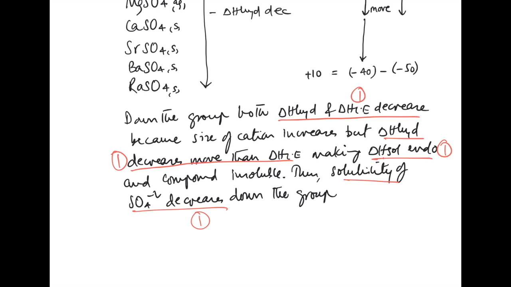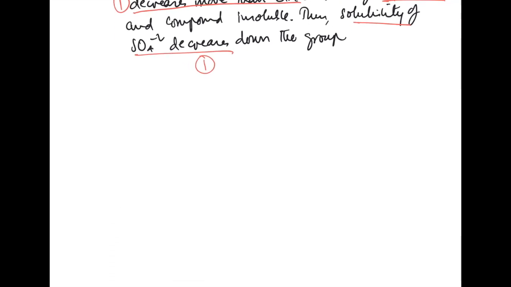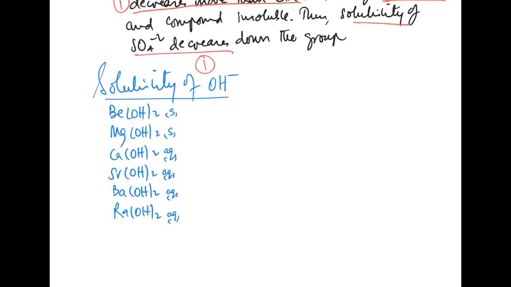Now, solubility of sulfates decreases, but what about solubility of hydroxides? Here is group 2 hydroxides. Can you see down the group the compounds are becoming aqueous? I can say solubility is increasing down the group, right? Again, the concept remains the same because size of cation is increasing, right? So down the group, size of cation is increasing, right? Both lattice energy and hydration should decrease, right?